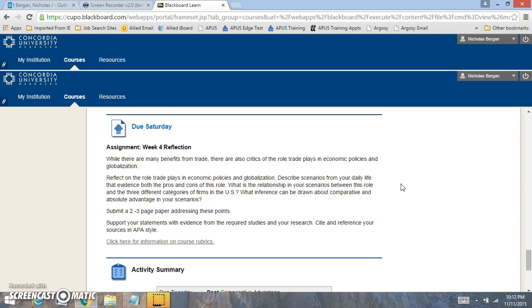Then due by Saturday is your reflection. Your reflection needs to be 2 to 3 pages that addresses this question right here with regard to globalization. Now, when you look at this reflection, focus on the role of globalization and focus on how it influences firms. Make sure that you have APA formatting as well, because many of you are missing that aspect. It requires a title page, a reference page, and an in-text citation and reference to support your work.